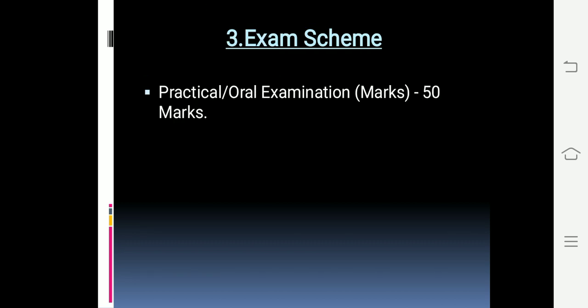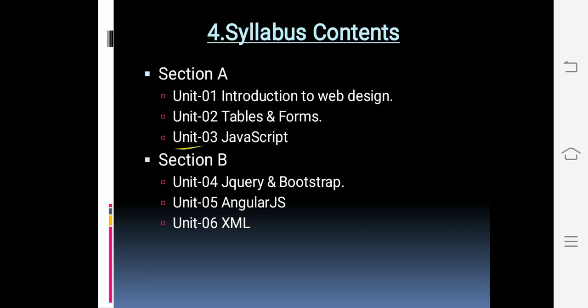Then next, examination scheme. In this subject there is only practical or oral examination of the 50 marks, and there is no theory examination for the IWP subject. Then next, syllabus content. Like any other subject, in this subject there are also two sections, section A and section B. In section A 3 units are included, and in section B also 3 units are included.